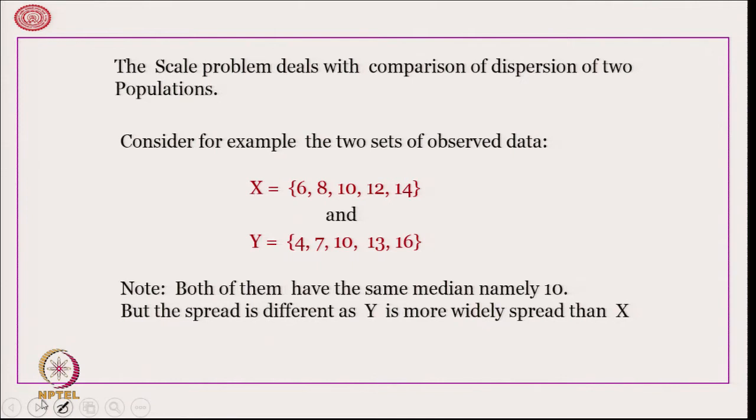So, let us look at the scale problem with an example first. Suppose I have two sets of observed data, X equals 6, 8, 10, 12, 14, and Y equals 4, 7, 10, 13, and 16. Note that both of them have the same median, namely 10, but the spread is different, as Y is more widely spread than X. You can see that the spread of X is from 6 to 14, but the spread of Y is from 4 to 16. So, let us plot them.